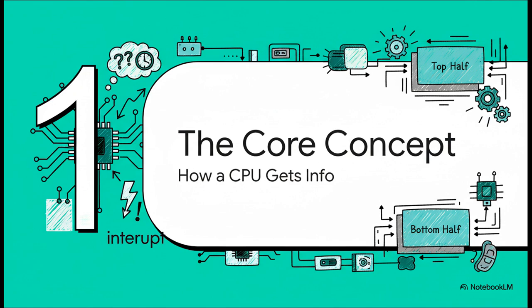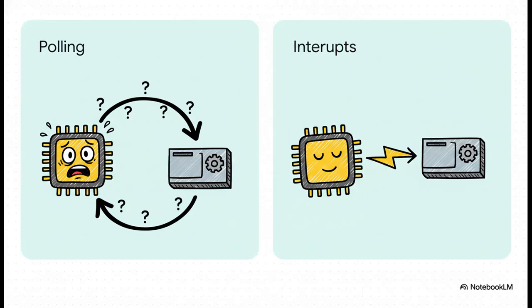Every single computer has to solve this one fundamental problem. How does the brain, the CPU, get information from the outside world? From a keyboard, a sensor, a network card, anything. And there are really two main ways to solve this: polling and interrupts. The easiest way to think about it is this. Polling is kind of like the "are we there yet" method. You're just constantly asking for an update. Interrupts, on the other hand, they're the notification method, where you just get told when an update is actually ready.